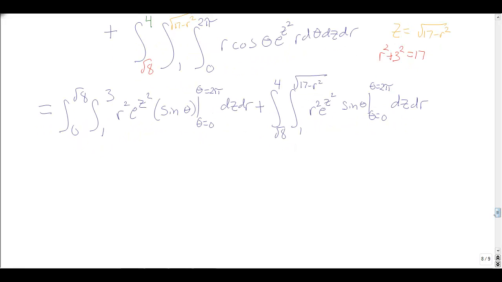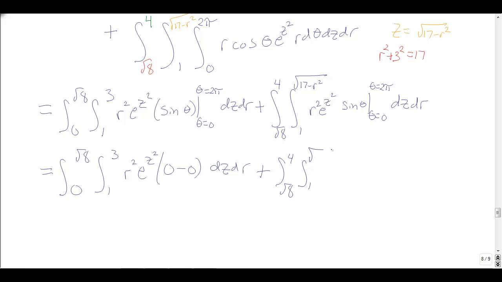Okay, so now when we evaluate this, well, sine of 2 pi is 0, and sine of 0 is 0. So you get 0 to square root of 8, and I go 1 to 3, r squared e to the z squared, 0 minus 0, dz dr. Same thing with the second integral, square root of 8 to 4, 1 to square root of 17 minus r squared. I get r squared e to the z squared. I get sine of 2 pi is 0, minus sine of 0 is 0, dz dr. So now our integrand becomes 0. The function we're integrating becomes 0 on both of these. So this whole thing ends up to be 0 plus 0. That gives me a 0.